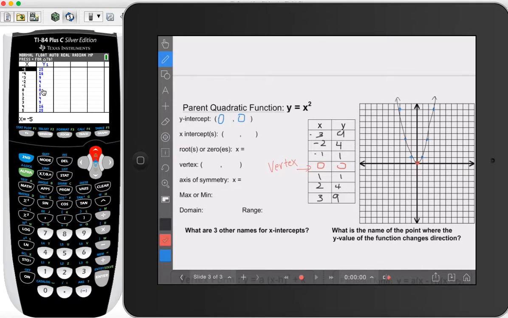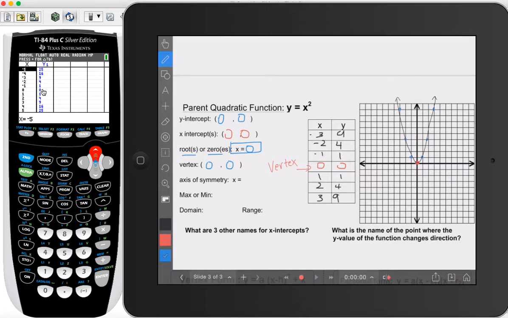In this case, my x-intercept is the same. It's 0, 0. It's the origin. It's the vertex at the same time. And that's why it's called the parent function. It's the most basic function. And again, my parabola intersects the x-axis at what point? That's going to be the x-intercept. And remember, in this case, the root, the 0, and the x-intercept mean the same thing. So x equals 0 would be my root.